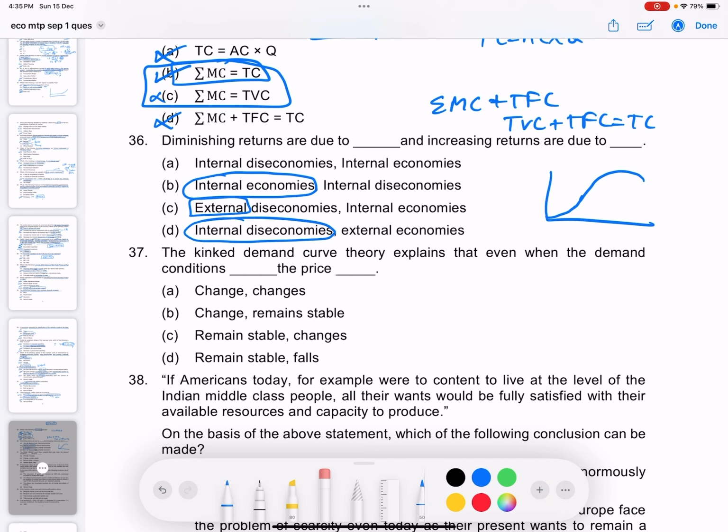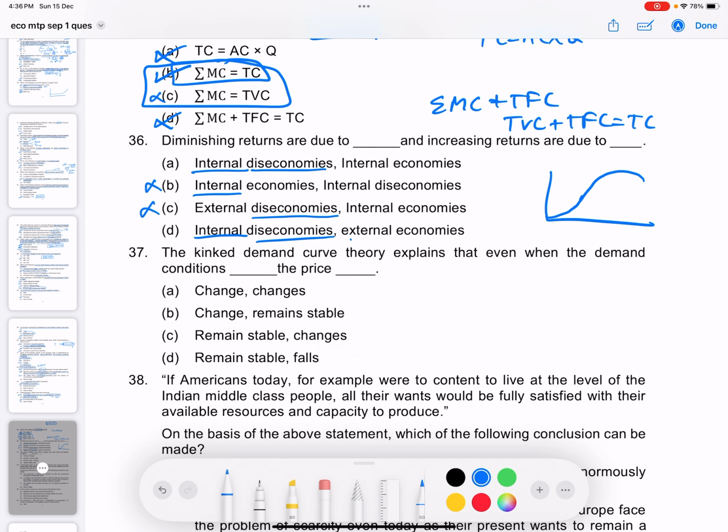देखो यहाँ पे, एक और तरीका बता दो कैसे solve करते हैं. Internal तो external हट गया. Now diseconomies तो economies हट गया. ठीक है. And increasing returns are due to external. Okay, अब हमारे पास ये बचा है. अभी दोनों opposite चीज़ें बता रहे हैं. Internal diseconomies, diminishing returns are due to.